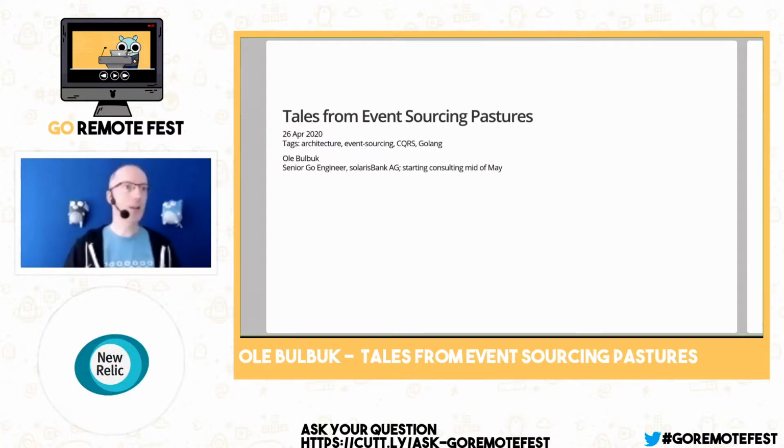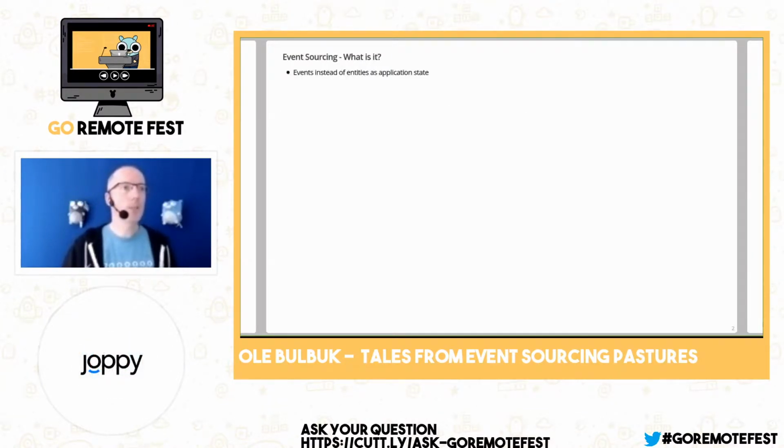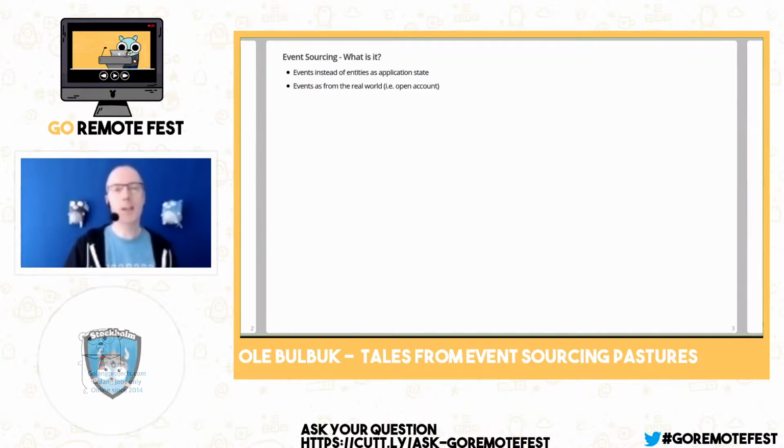And let's talk about event sourcing and CQRS. So first of all, what really is event sourcing? It really means you have events instead of entities as application state. The main difference is that these are events like from the real world, i.e., you open an account and only provide the data that is necessary for that. And so you have an open account event that only contains that data instead of a create account event that would contain all the data that eventually makes up an account.